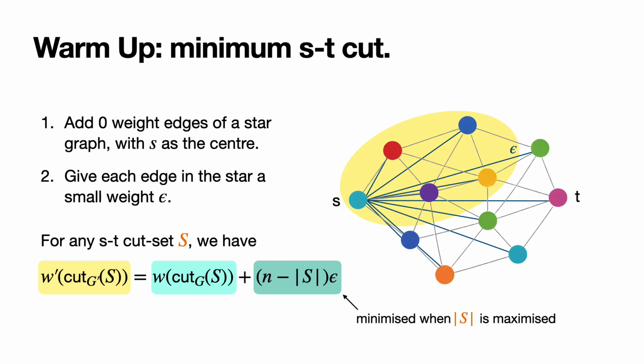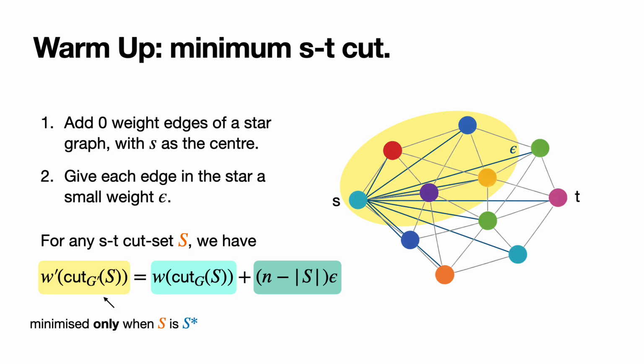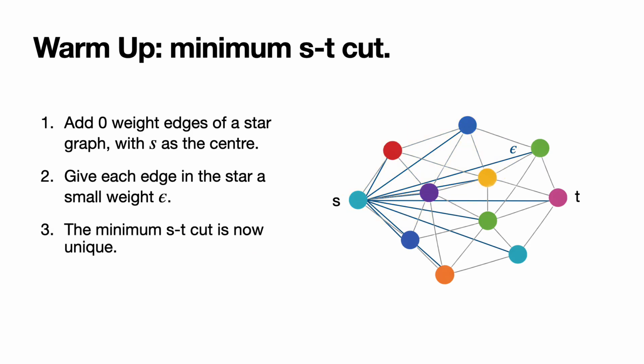And because epsilon is so small, the first term dominates the second term, right? So if you put both of these constraints together, keeping in mind that the first term dominates the second term, then this whole equation is minimized when S is a minimum cut of G with maximum size, right? And as we said, this is uniquely S star. Thus, the minimum ST cut is now unique, and we can run any randomized minimum ST cut algorithm.